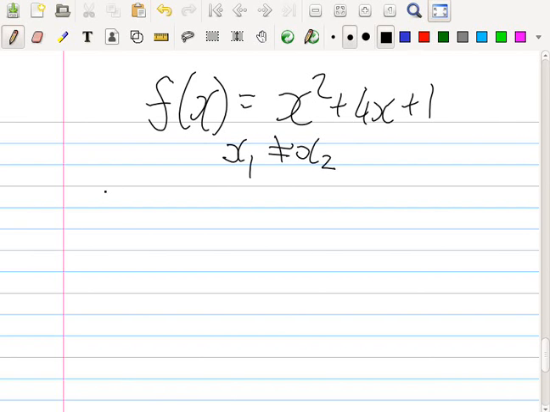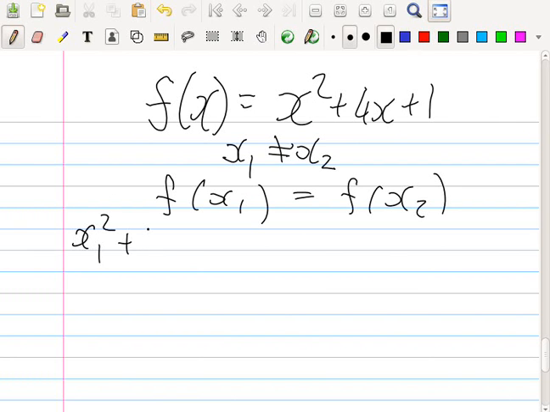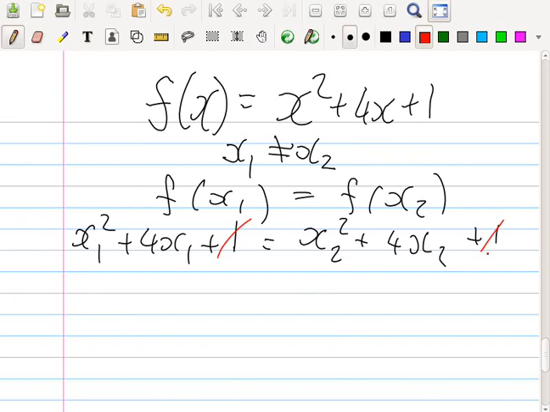And then you put in your function, f of x1 equals f of x2. So then you get x1 squared plus 4x1 plus 1 equals x2 squared plus 4x2 plus 1. Now we have to do some cleaning up here. So what can I do with the ones on either side? Cancel them out. Now what do you think I should do to try and simplify this?